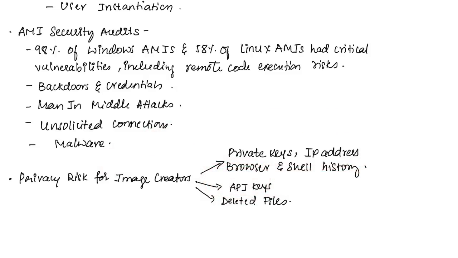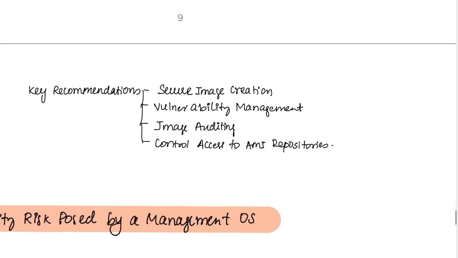So malicious actors can extract sensitive data like API keys. So they can further have unauthorized cloud service usage or access the SSH keys and further make use of it. Then we have deleted files. So deleted files in an AMI can also be used. They can be recovered using standard utilities, and then one can make use of the sensitive information which is present in these deleted files.